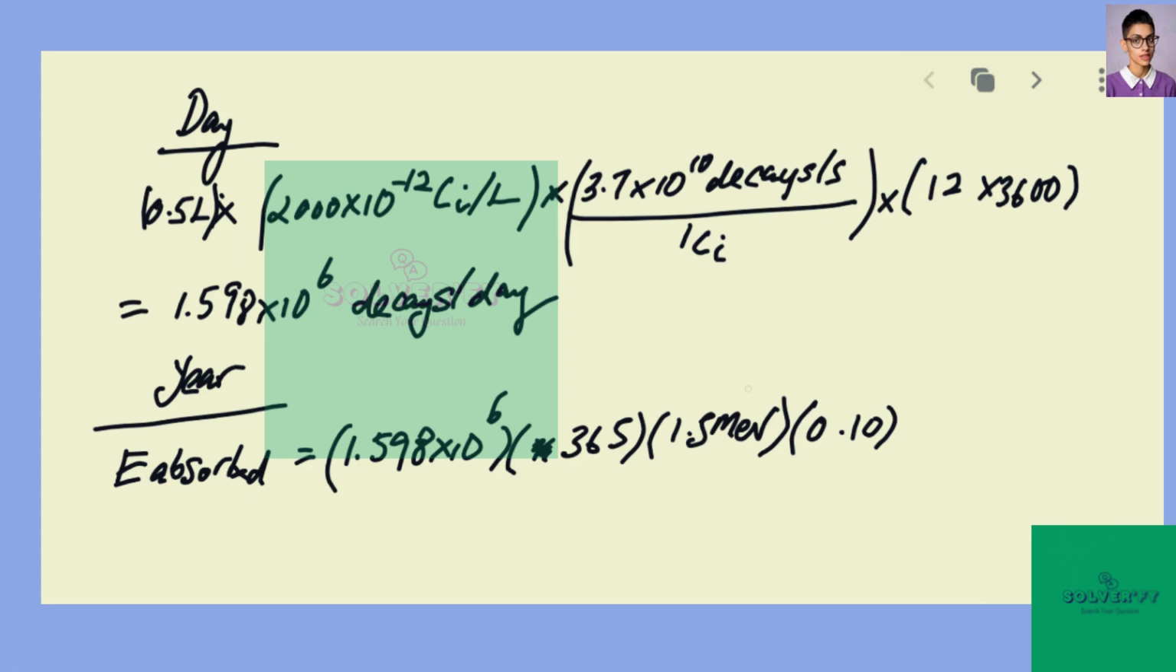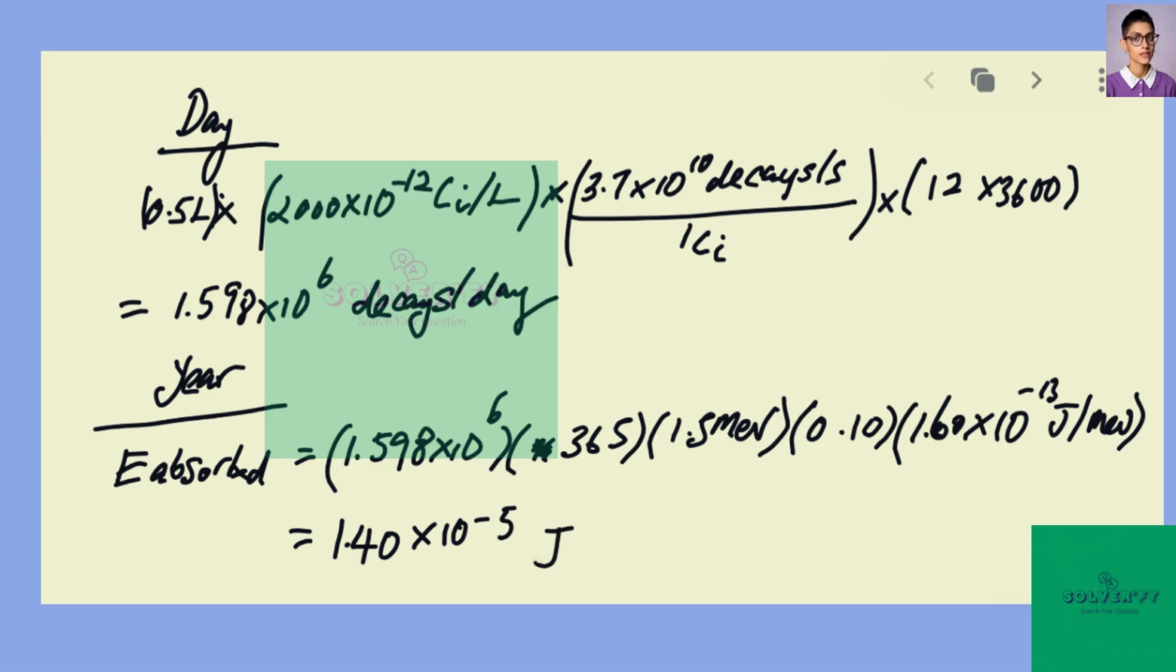Next, we want to convert MeV into joules, because dose is in terms of joules per kg. So we multiply this MeV by 1.6 times 10 to the power minus 13 joules per MeV to get our answer in terms of joules. You should get 1.4 times 10 to the power minus 5 joules. So this is the energy that's absorbed in a year.